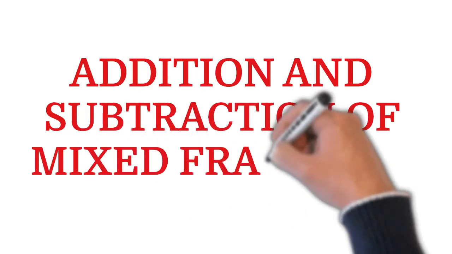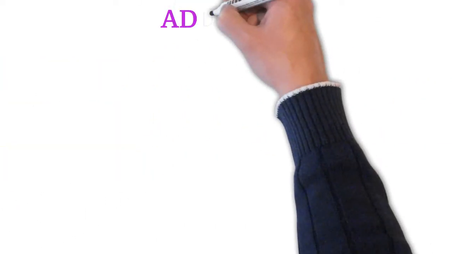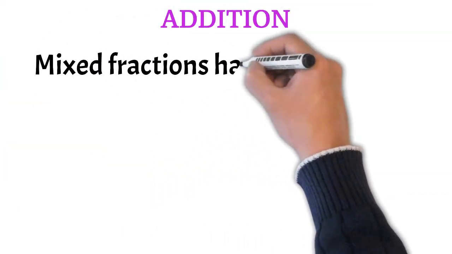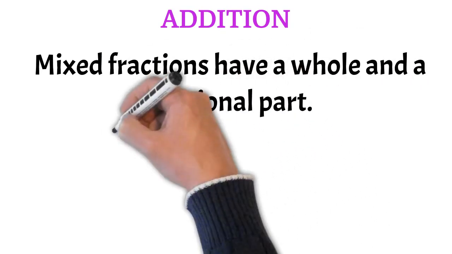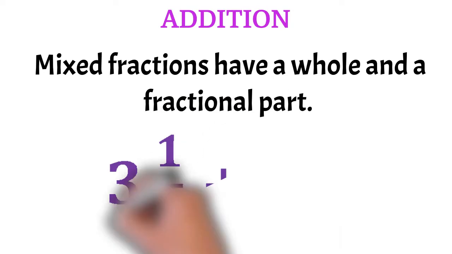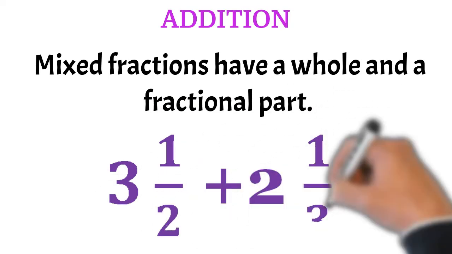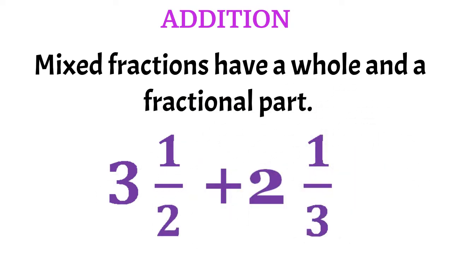Next is addition and subtraction of mixed fractions. First, the addition. Mixed fractions have a whole and a fractional part. For example, 3 whole 1 by 2 plus 2 whole 1 by 3. Here 3 and 2 are the wholes and 1 by 2 and 1 by 3 are the fractional parts.